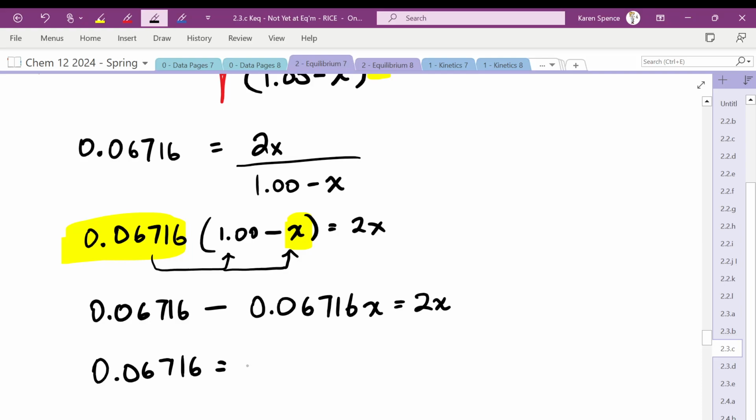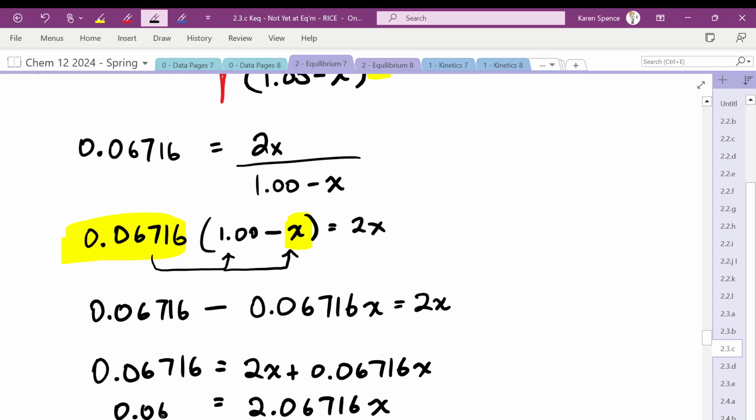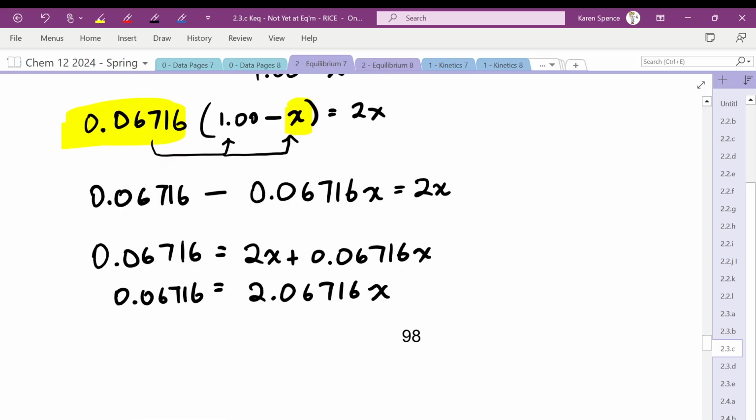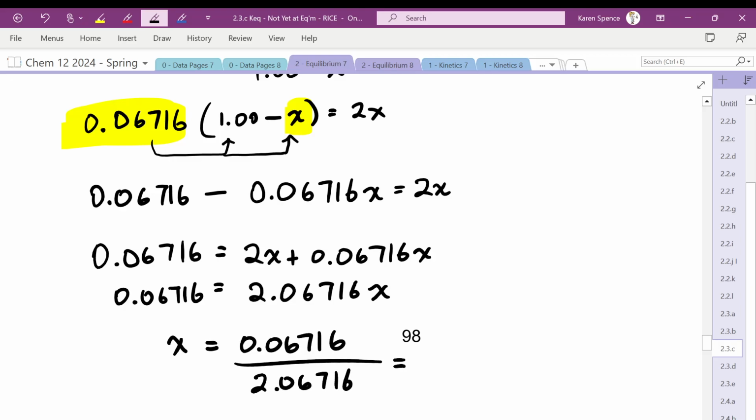0.06716 is equal to 2x plus 0.06716x. 2.06716x equals 0.06716, so x equals 0.06716 divided by 2.06716, which equals 0.03249.